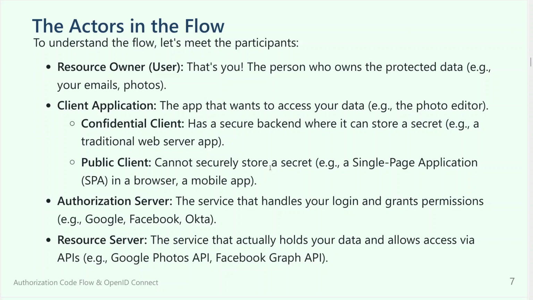Then, of course, you have the authorization server, which is the one that will authenticate you and generate the tokens. And then you have the resource server, usually an API, the service that your client application wants to access to do stuff, for instance to consult your photos or metadata about your photos so they can be organized.